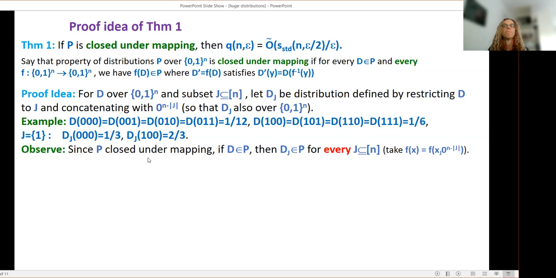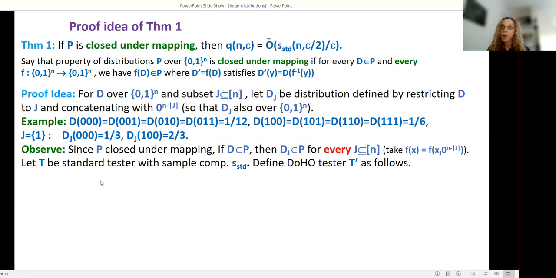Now, what is the first very simple observation? Since P is closed under mapping, if the distribution belongs to P, then when I do this restriction, no matter to which subset I restrict, I also get a distribution that belongs to the property. Simply, the mapping is the one that you may expect.